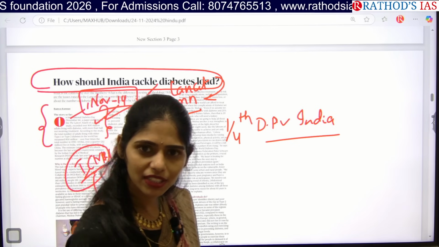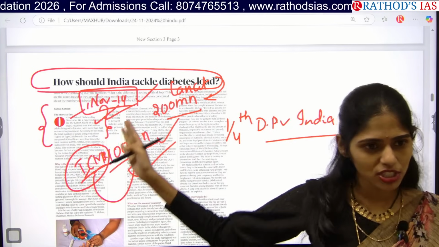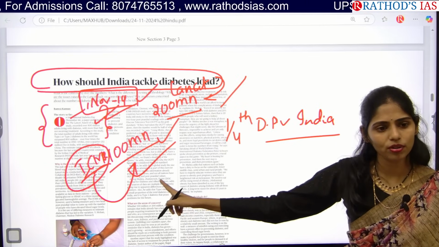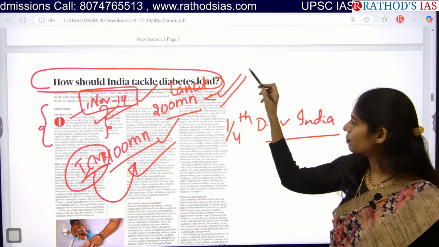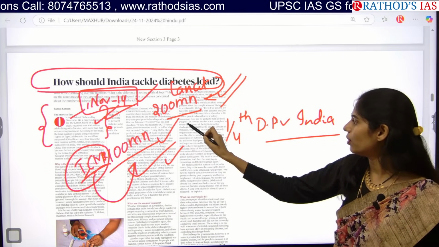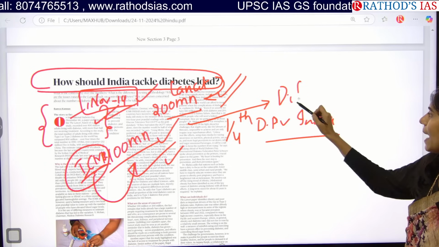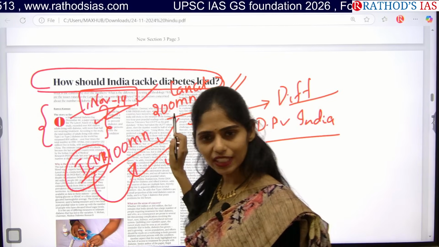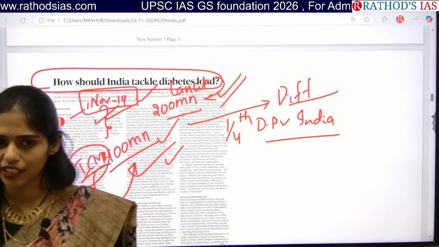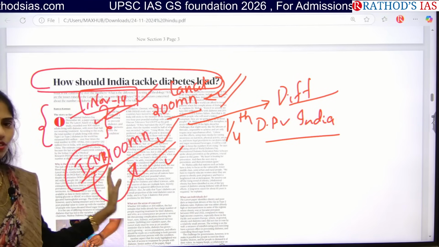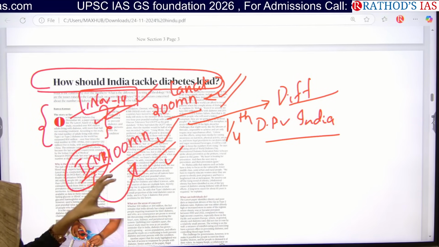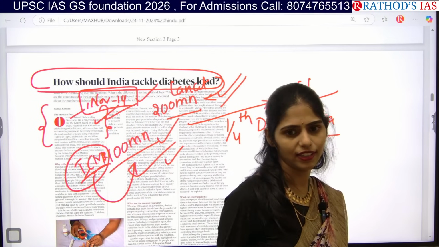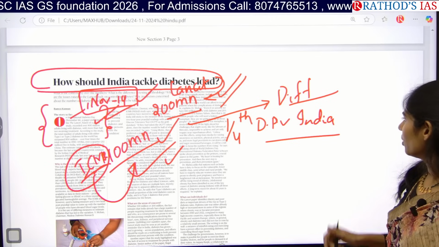So what might be the reason? Why is there that much difference between the international report and the Indian report? Because they are taking different parameters of identifying diabetes. Because of these things, there is a lot of difference. Okay, this difference we are keeping aside. There is no need to remember numbers, but you have to remember that a quarter of the world's diabetes patients are present in India. This is enough.